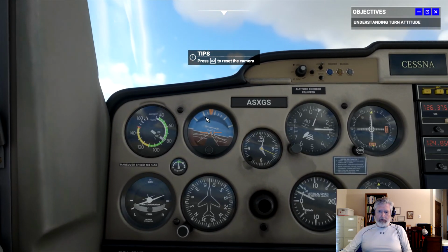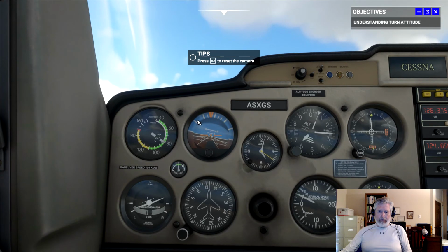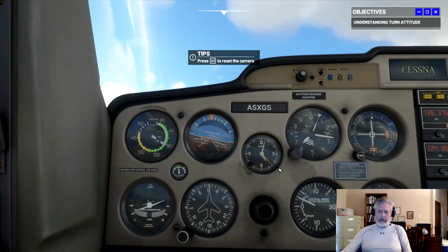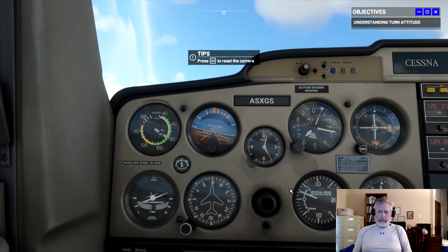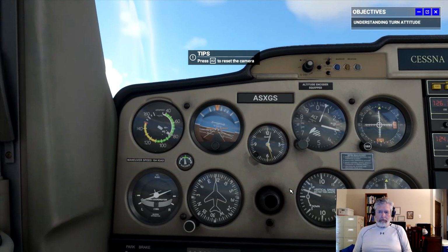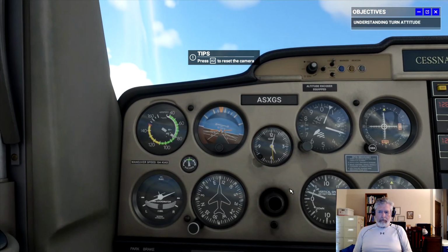We're at 10 degrees now, 20 and 30, 45 and 60 degrees. You may notice the more you turn, the more you need to pull back on the yoke to maintain altitude. When you're rolling out, you'll need to do the opposite. Roll and push at the same time.